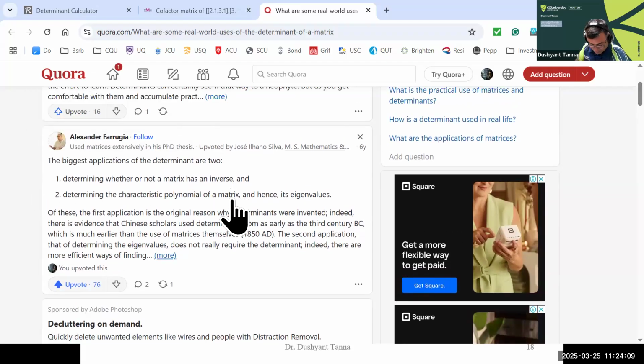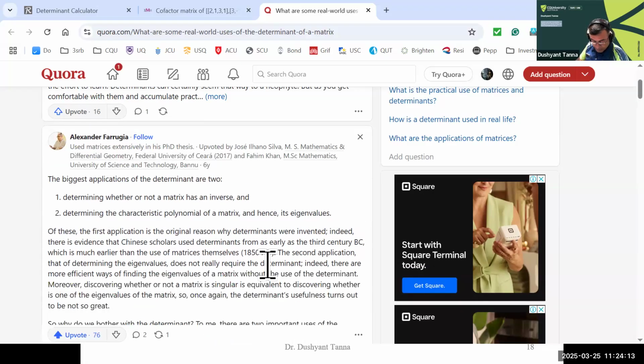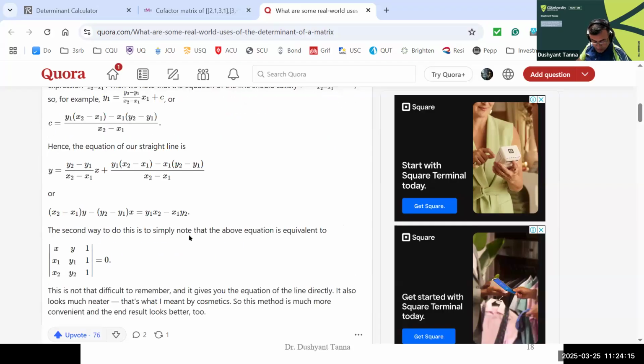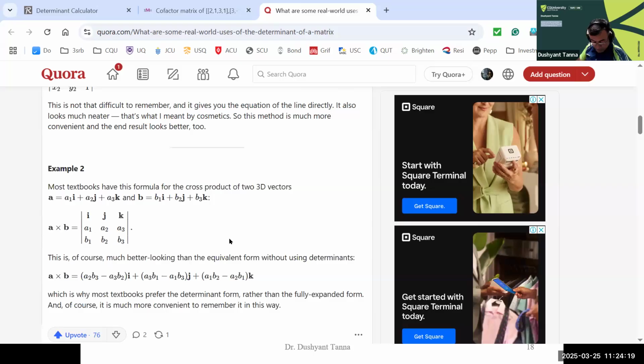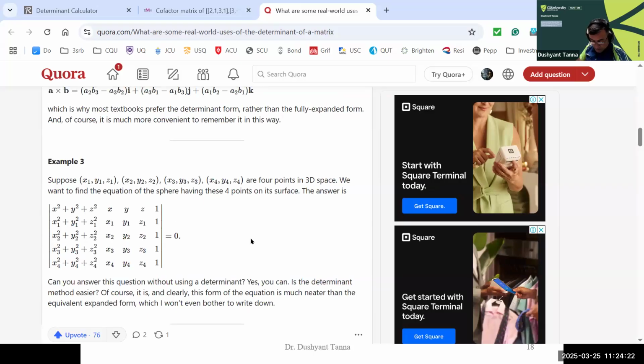Determining whether the matrix is invertible or not. That's what I said earlier. The characteristic polynomial gives the eigenvalues. It's a very good read. Of course, it will take a lot of time, so I wouldn't do everything now. But that guy has really, really gone beyond to respond to this question.